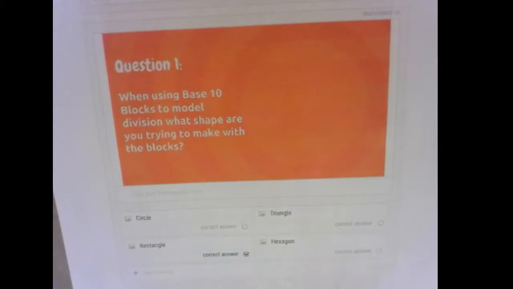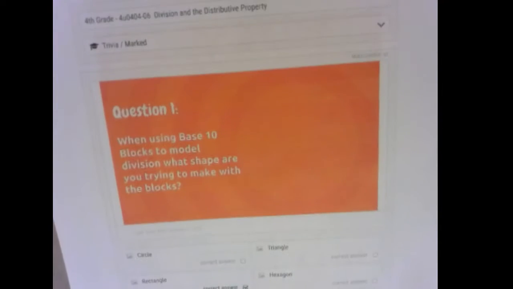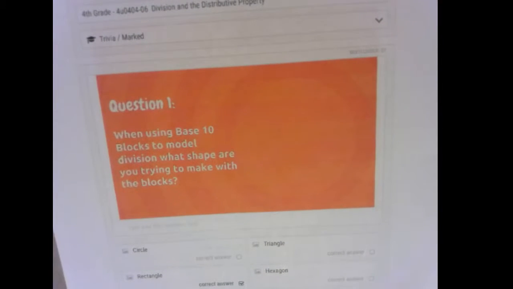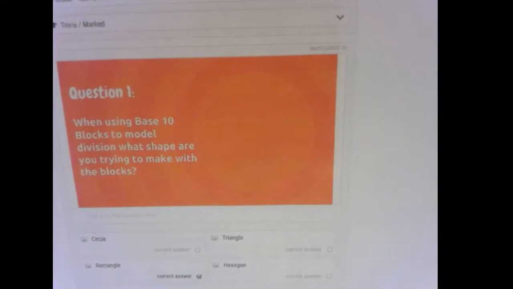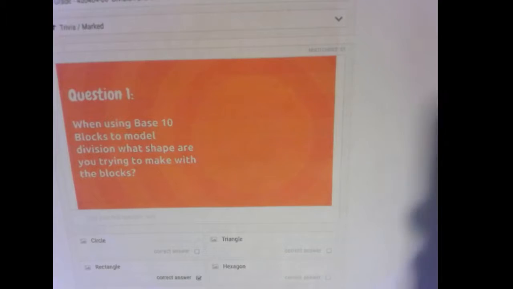We're looking at division and the distributive property today. So this question is asking, when using base 10 blocks to model division, what shape are you trying to make with the blocks? Let's work through an example to help us with this. I think a lot of you already see that it would be a rectangle.